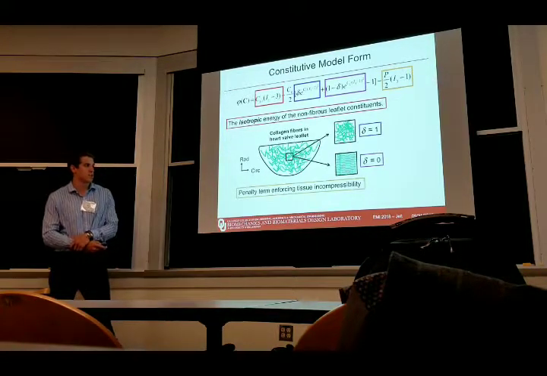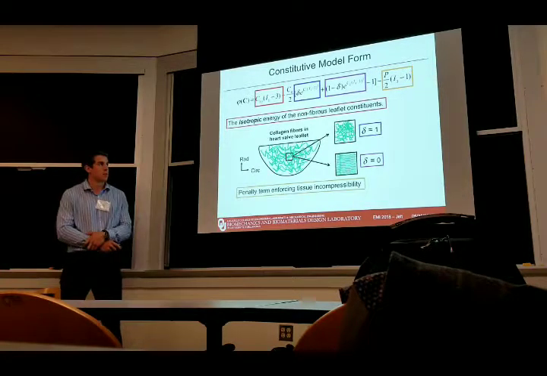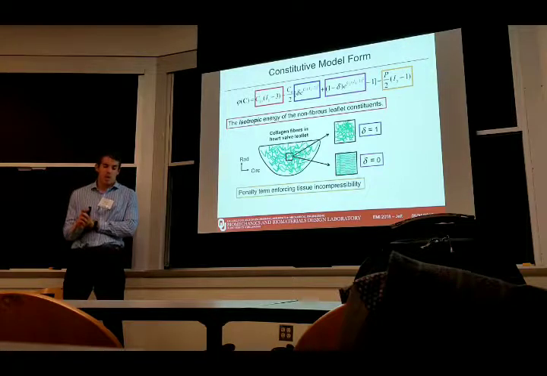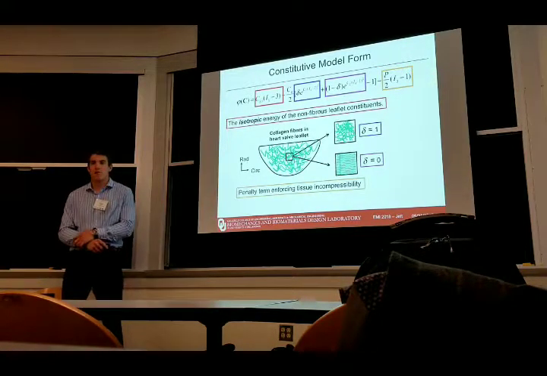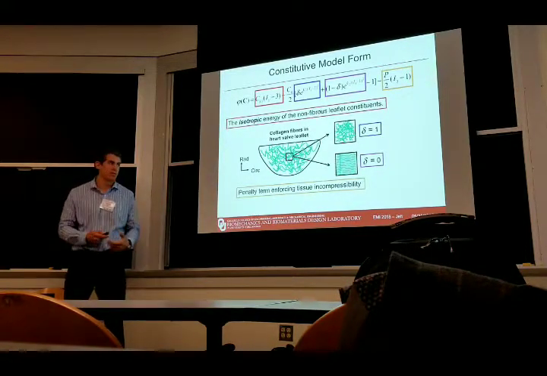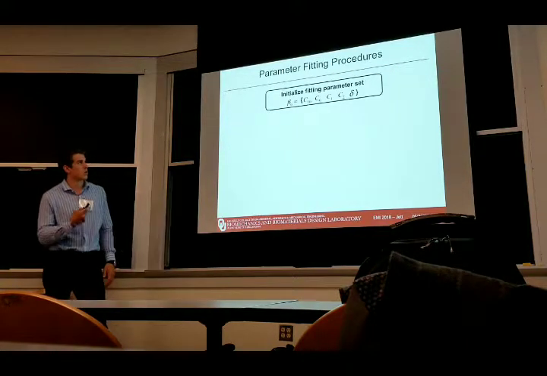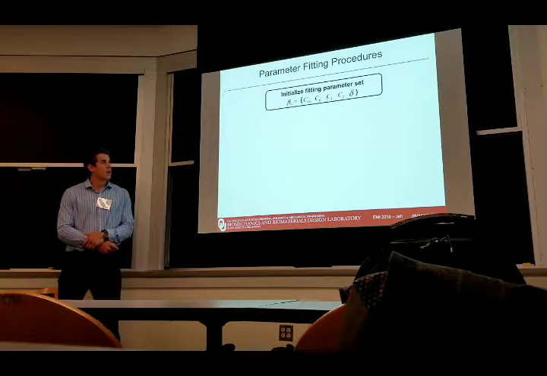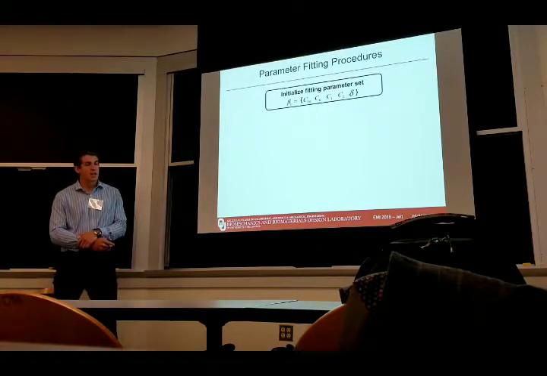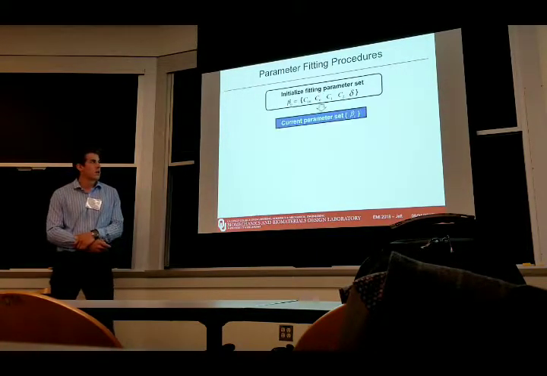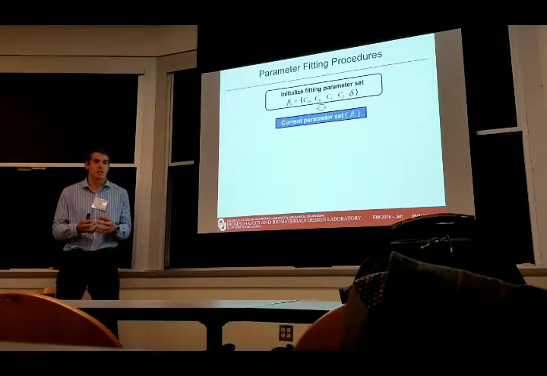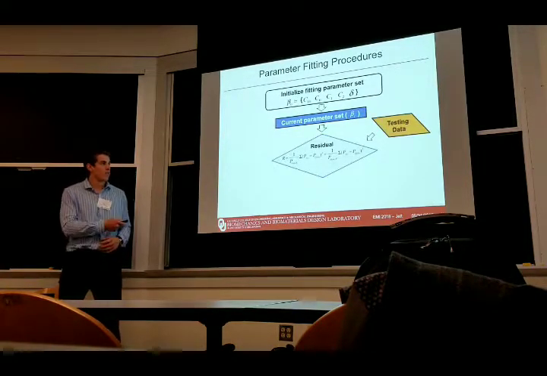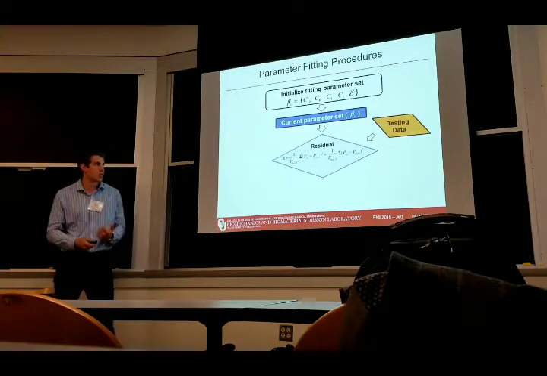And finally we have this penalty term, which enforces tissue incompressibility. We're able to solve for this p-value through analytical methods. So we're left with 5 parameters, and the question of how to fit those parameters is what I'll address right now. Here are our 5 parameters: C10, C0, C1, C2, and delta. We initialize that fitting parameter set, and then we establish this current parameter set, and that'll allow us to iterate through it. From there, we pull in our testing data and compute this residual value.